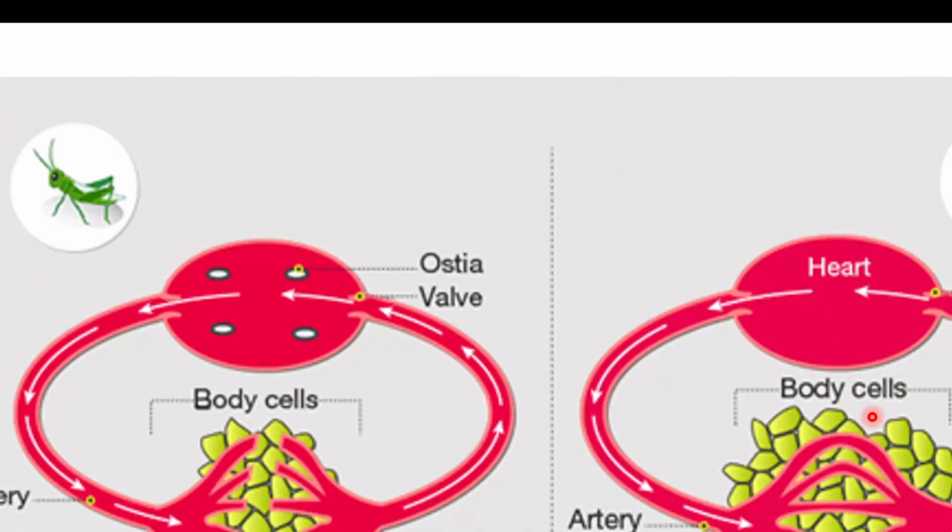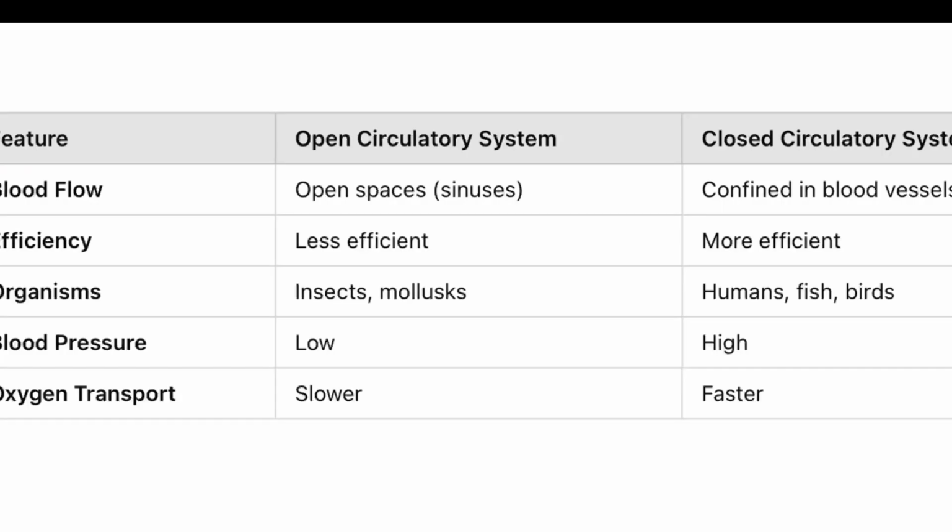In the closed circulatory system, we have a heart, arteries supplying blood from the heart to the body cells, and valves and veins supplying blood from the cells to the heart. So the open circulatory system is present most commonly in mollusks and arthropods, while the closed circulatory system is present in vertebrates and a few invertebrates. These are some key features of open versus closed circulatory system. In the open system, blood flow is in open spaces called sinuses, whereas in the closed system, blood flow is confined to blood vessels only.